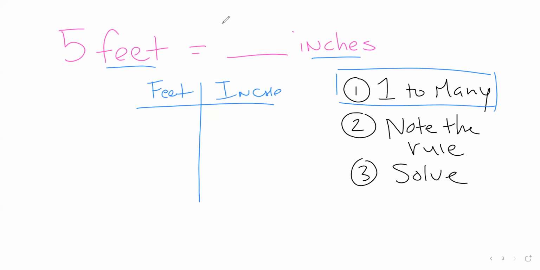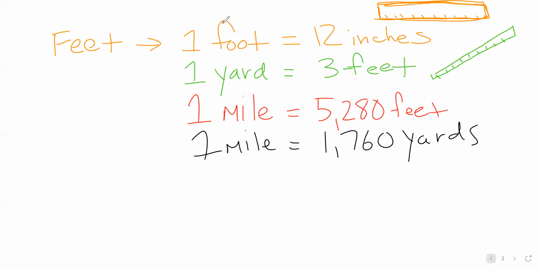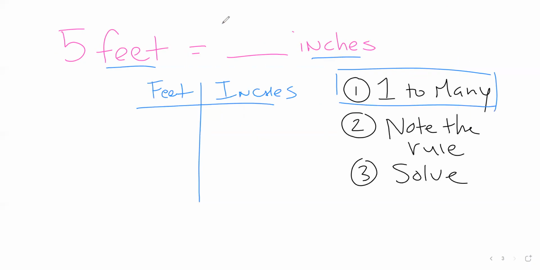And what I want to do is think about what is the one unit to the many other? Is it like 1 foot that equals lots of different inches, or is it 1 inch that equals lots of different feet? And that's hard to remember, which is why I can always go back to my thing here and say, oh, well, here, 1 foot is 12 inches. So the one to many is that when I have 1 foot, I have 12 inches. So I'm going to write that in. When I have 1 foot, I have 12 inches.